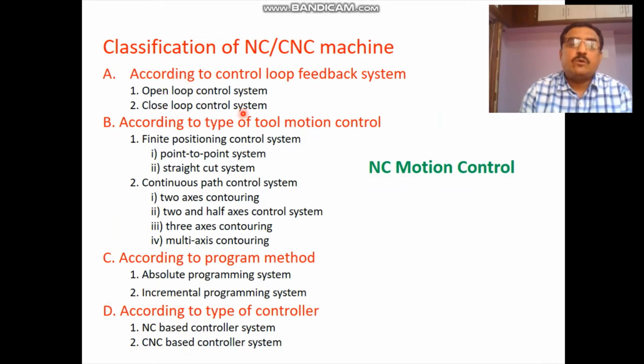So the cost of closed loop is more, but accuracy of 100% can be achieved with closed loop control system. So if needed, use closed loop. If not needed, use open loop control system.